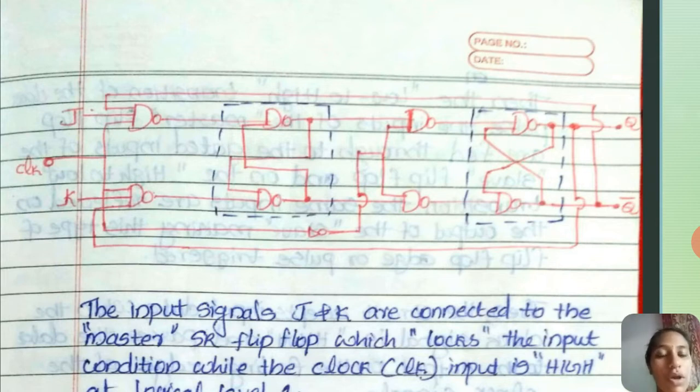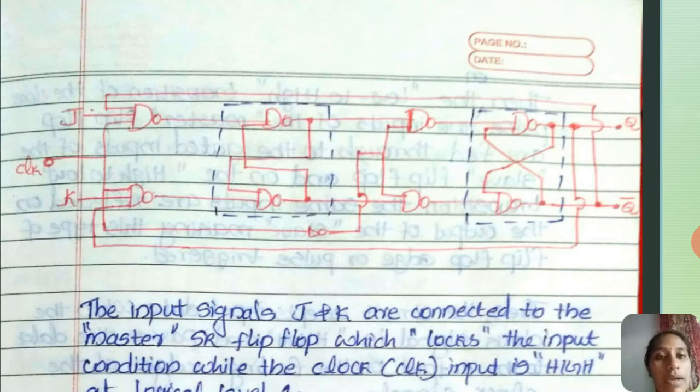Normally, we draw only one SR flip flop inside a JK flip flop. Here, we are trying out the master slave JK flip flop. So, here come two SR flip flops inside a JK flip flop. The first dotted lined box contains the first SR flip flop, which will be the master, and the second dotted lined box contains the slave SR flip flop.